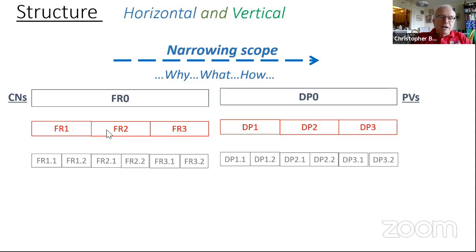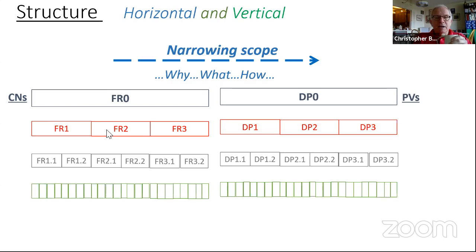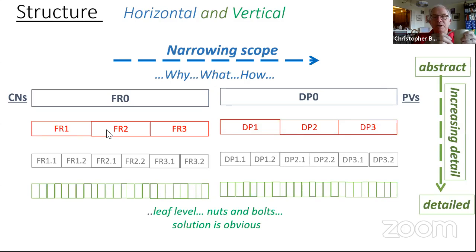And then each of these FRs and DPs can be further decomposed into some number of children and even further, until you get down to the leaf level or the nuts and bolts, or a level at which the solution is obvious and we no longer need to decompose. So we're decomposing vertically from abstract to detailed in the design.